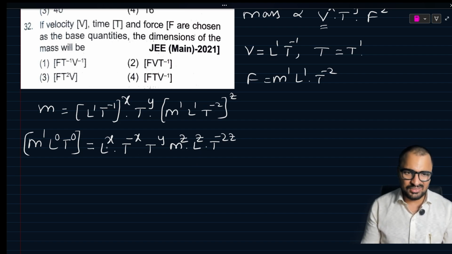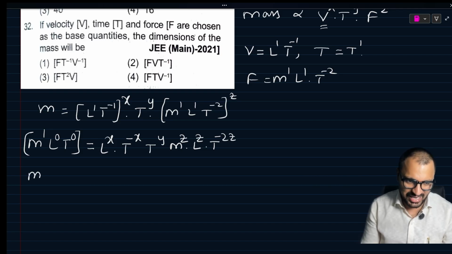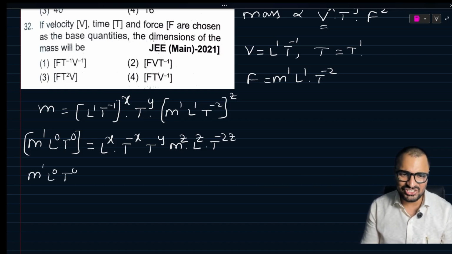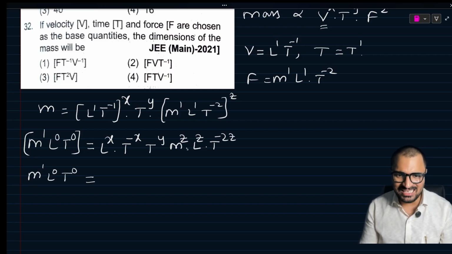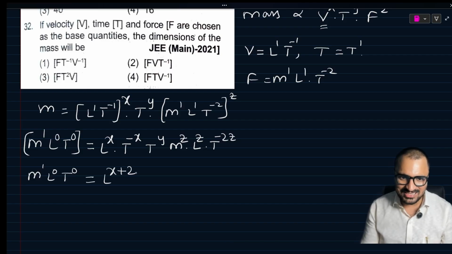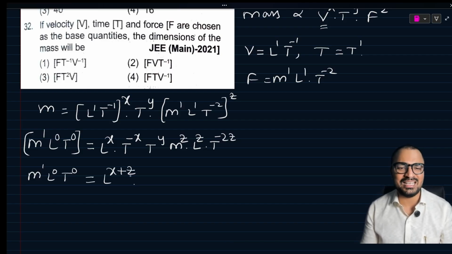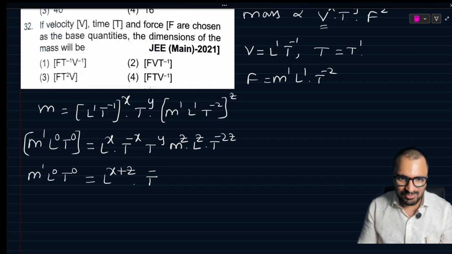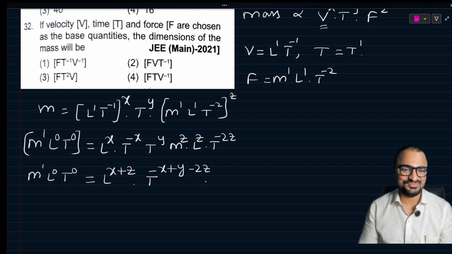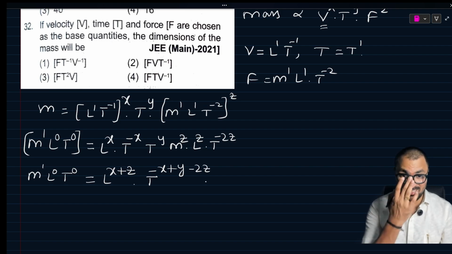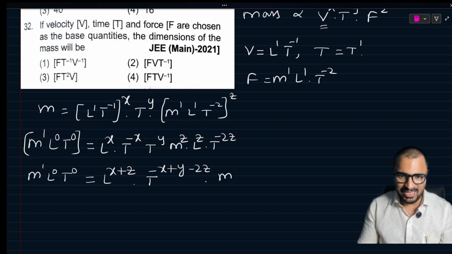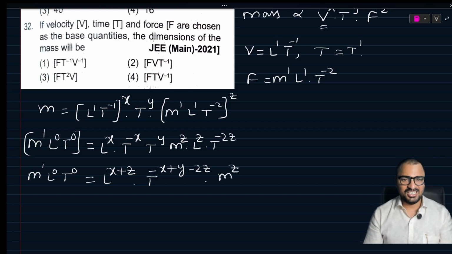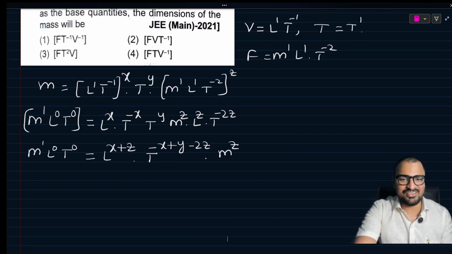If bases are equal, then we can write the powers. See, M1 L0 T0 is equal to L power x and one more L term we have here, L power z. That means L power x plus z. And for time, you can see T power minus x plus y minus 2z, right? L and T are completed. Remaining we have M power z. Okay, let's equate this equation.